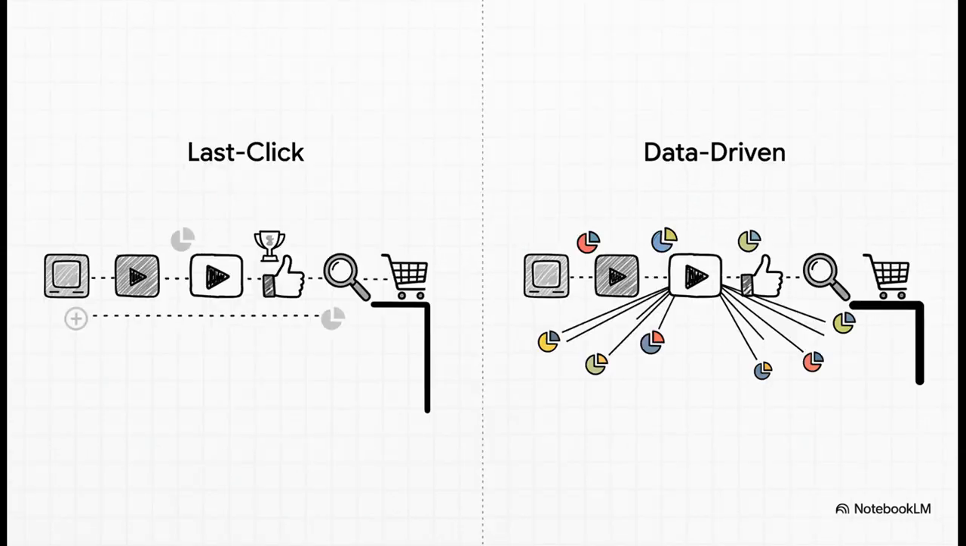And here's a pro tip for you. Please go beyond last-click attribution. The very last click before someone converts rarely tells the whole story. You should explore models like data-driven attribution, which intelligently assigns credit across all the different touchpoints that led to that conversion. It gives you a much more honest, much more accurate picture of what's truly working.